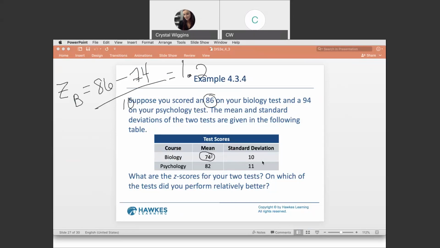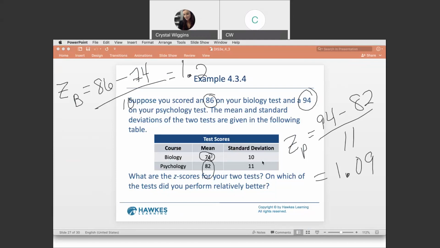Now let's calculate our z-score for psychology. So z sub p. I got a 94 in the test. Subtract the average in the class, which is an 82, and a standard deviation of 11. So I'm going to do 94 minus 82 divided by 11, and I get a z-score of 1.09. We're on the same spot, so I did typical on both exams. I'm above average, not by much, on both exams.